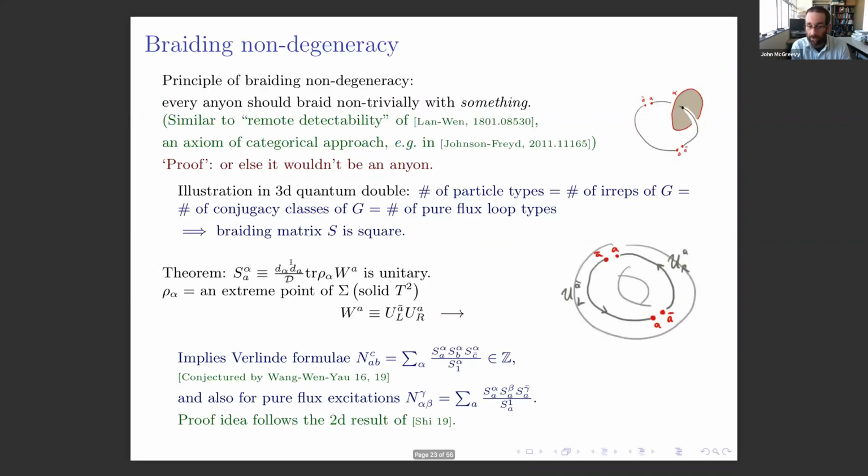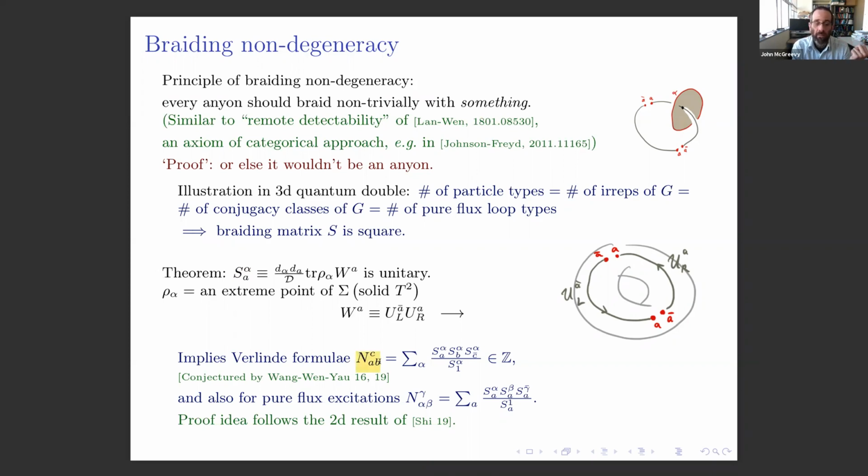And in fact, it's unitary and can be constructed purely within the information convex set of the solid torus. Indeed, it can also be constructed purely within the information convex set of the sphere shell. And it comes from taking the trace in a particular state, a particular extreme point of the solid torus, of the operator that moves the conjugate excitation around the torus. And this we can prove within the entanglement bootstrap: that this matrix is unitary and that it implies a Verlinde formula, actually two Verlinde formulas.